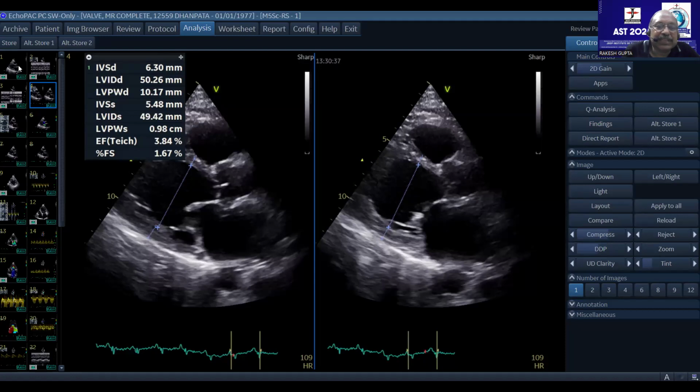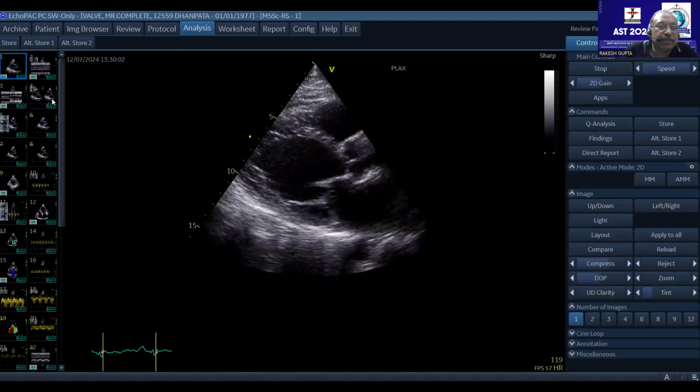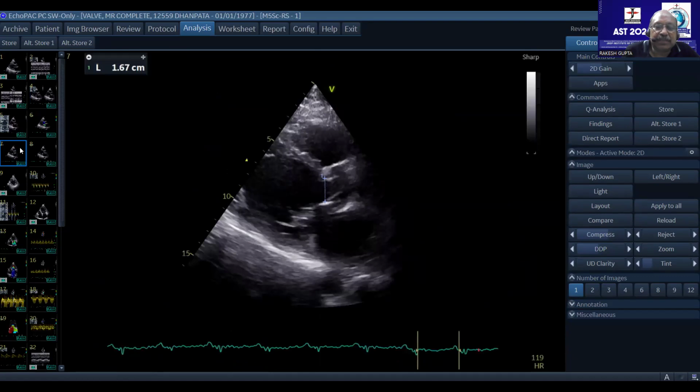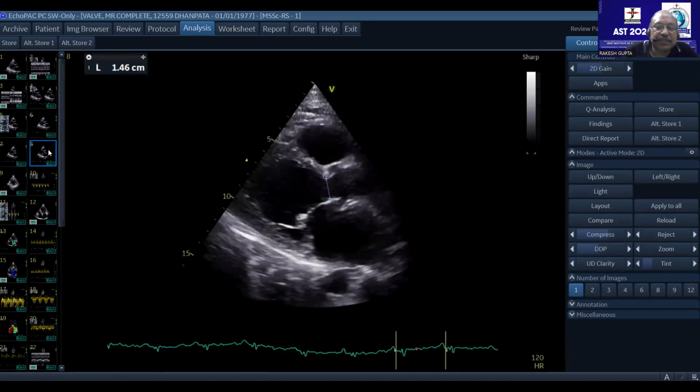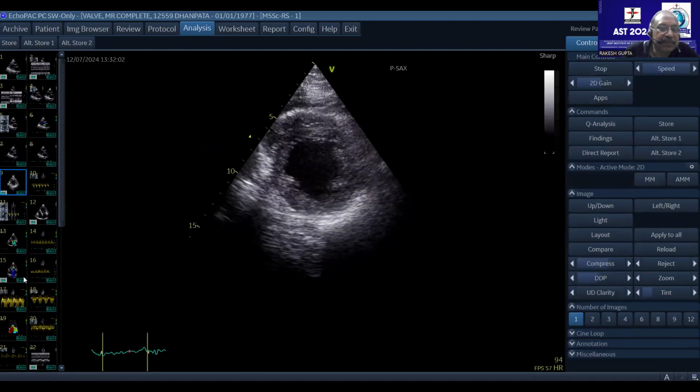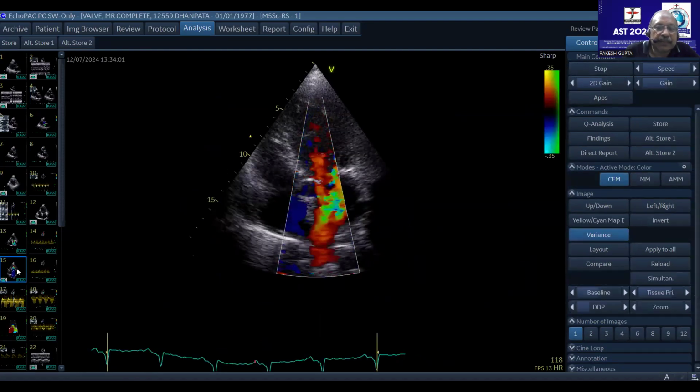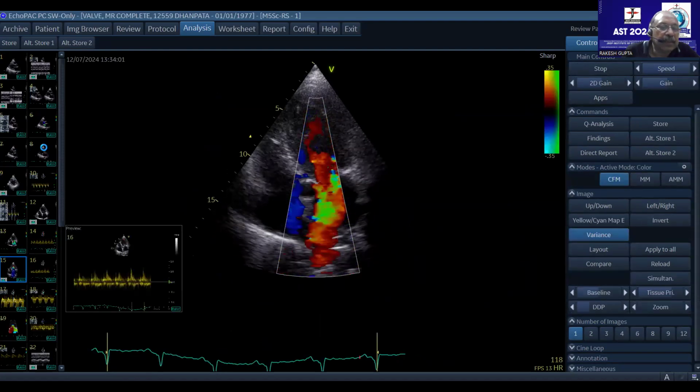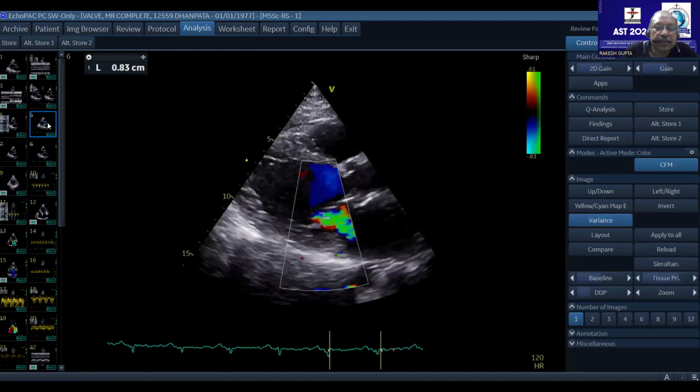So this is the size of the maximum LV in this patient. Now what other parameter do we need in this patient, and why do we need it? If it's MR, what do we see? Dilated LA. Agreed, there could definitely be a dilated LA. But the most important thing in this patient is to look for a vena contracta.